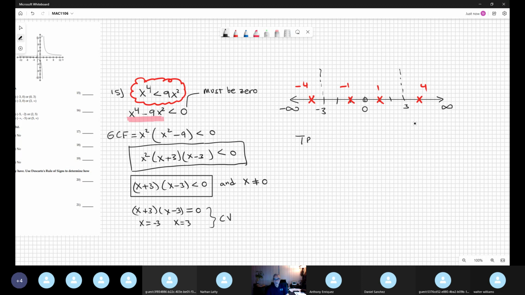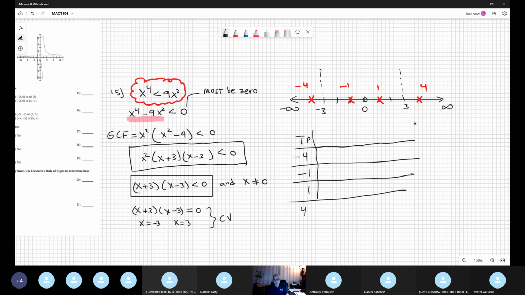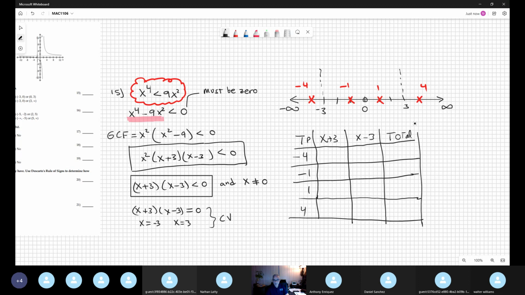And the testing points, I list: -4, -1, +1, and +4. And where do you evaluate? Well, you evaluate the factors of the inequality part, no? The factors of the inequality part are x + 3 and x - 3. And you include one extra column, I always call it total, the column that I finally need to analyze the sign.